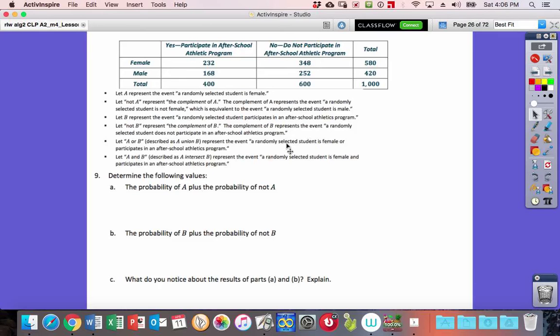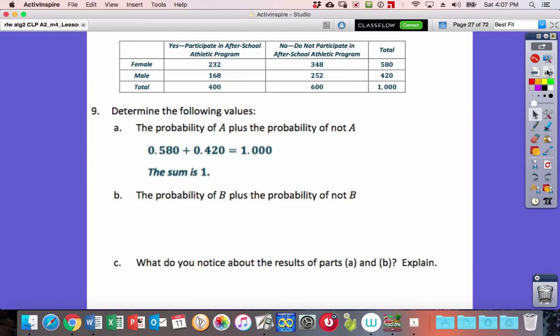I'm going to continue where I left off, and we talked earlier about what an event A represents and what event B represents. Now we're going to talk about the probability of A, that would be that it's a female, plus the probability of not A. The probability of it being female is 0.580. We did that before. The probability of not A, that would be a male, is 0.420. The sum is 1. If you look at the probability of B plus the probability of not B, it's always going to be 1.